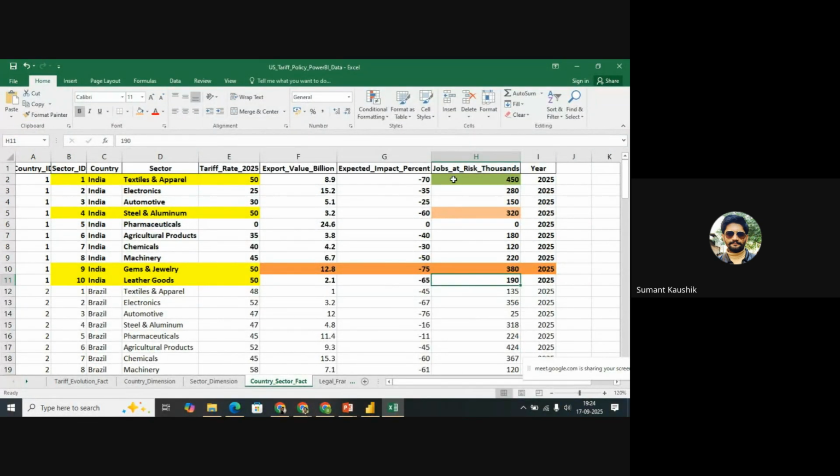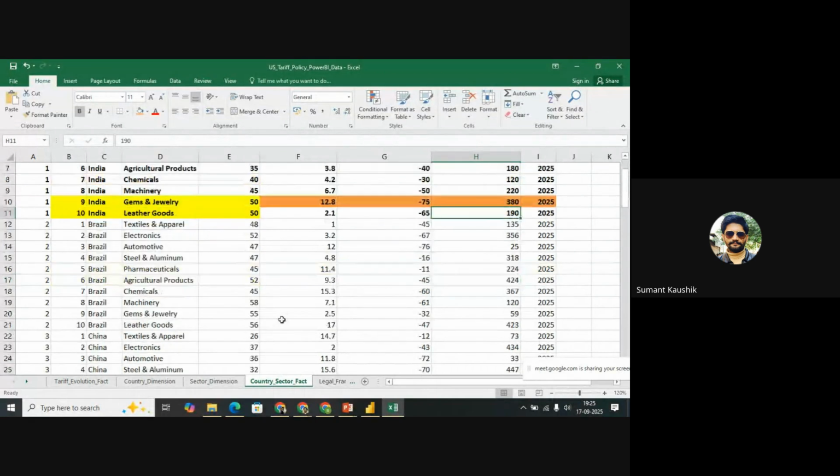So if we look at the job risks, they are quite high, specifically in the case of textiles and gems and jewelry. These two sectors, and at least these three sectors including steel and aluminum, will be facing a huge issue for at least the coming year. This needs to be taken care of, and there we require some policy intervention.